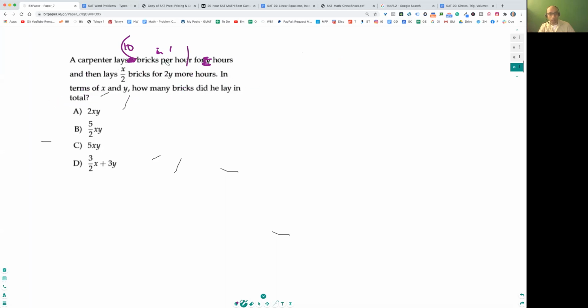Don't look at this part yet. Just focus here. A carpenter lays 10 bricks in 1 hour for 7 hours. So 1 hour, 10 bricks; 7 hours, X bricks. So you're going to do X times 1 is equal to 7 times 10. That's cross multiplying. Now let's focus on the alphabets. Remember, these alphabets are just numbers. This was 10 before, and this was 7. So in 1 hour you're laying X bricks, and in 7 hours you're going to lay 7 times X.